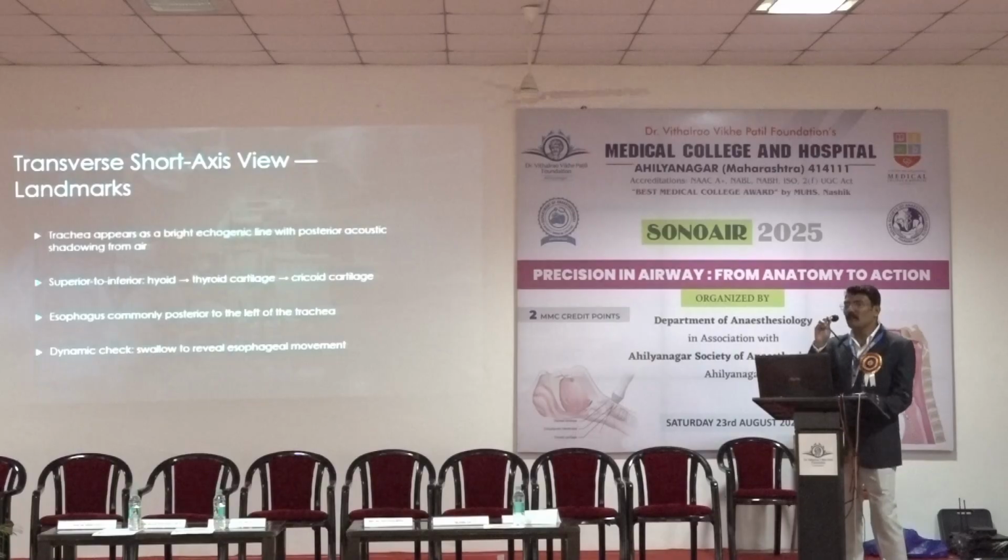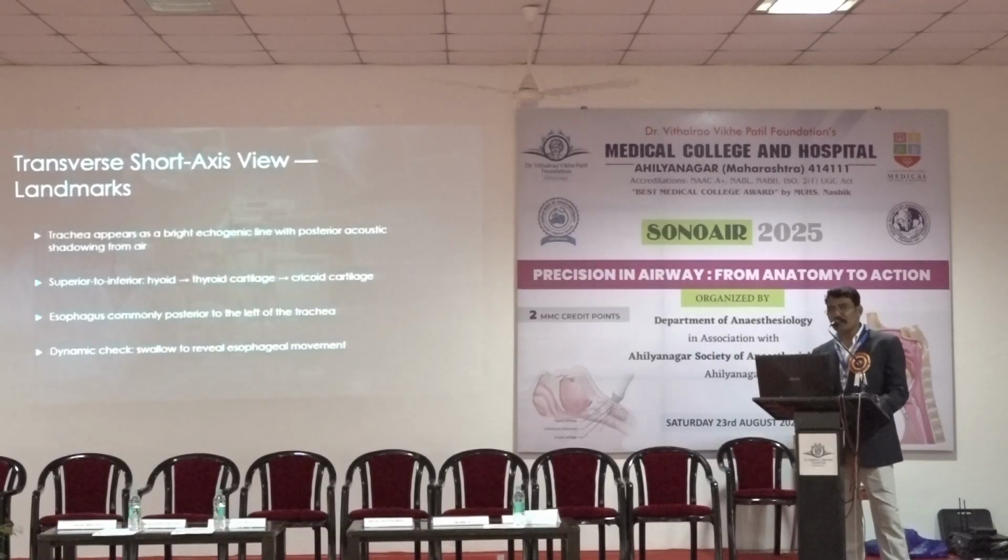Sorry for the interruption. The orientation while we are doing the sonography: if we place the probe transverse, that is the transverse axis, horizontal probe, and if we keep the probe in a longitudinal axis, that is vertical. If we place the probe transverse in the suprathyroid or hyoid area, we can identify the hyoid bone, then the thyroid cartilage, then the structures behind the thyroid cartilage, the vocal cords and all.